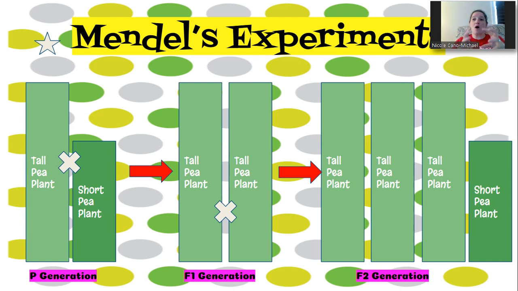Then he took those tall pea plants and allowed them to self-pollinate. And when he did that, he got mostly tall plants, but he also got about 25% or 1 in 4 short plants. So his big question was, why? Why is this happening? Why does it disappear for one generation but reappear for the next?